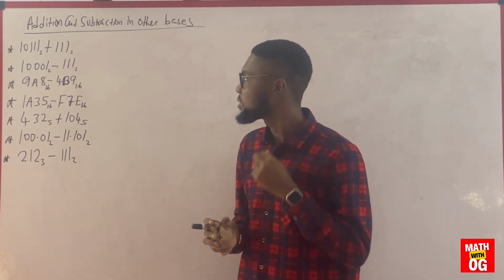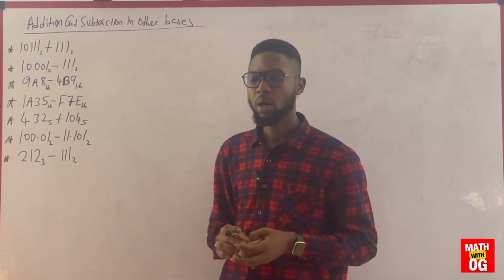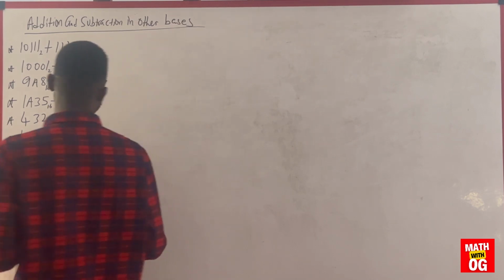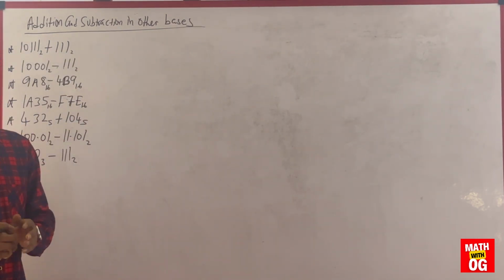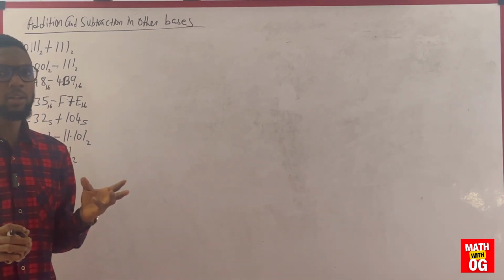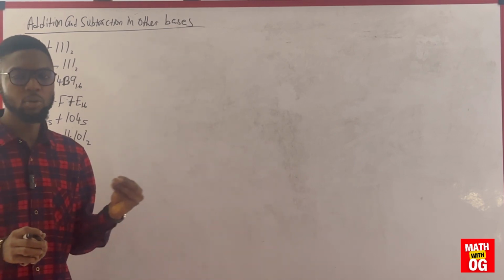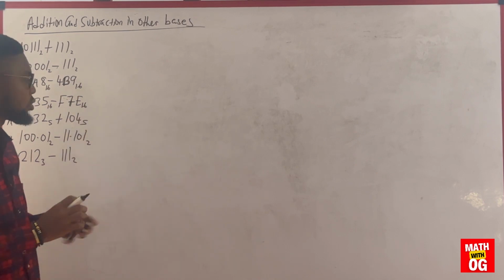Now let's start with 10111 base 2 plus 111 base 2. Just like in base 10, you arrange them in such a way that the numbers with the same place value line up. By that I mean unit term should be with unit term, tens should be with tens. So the same way you do that in base 10, you also do that in base 2.